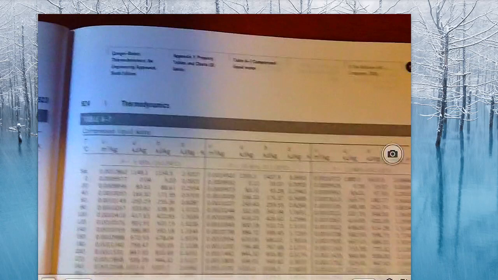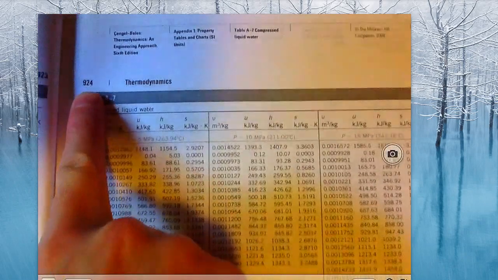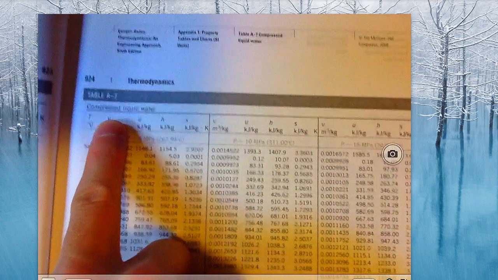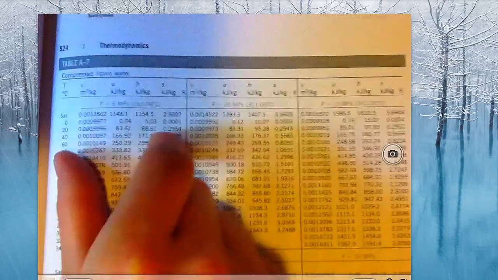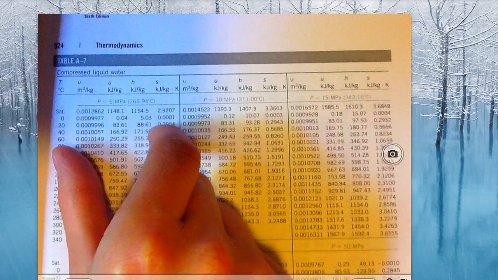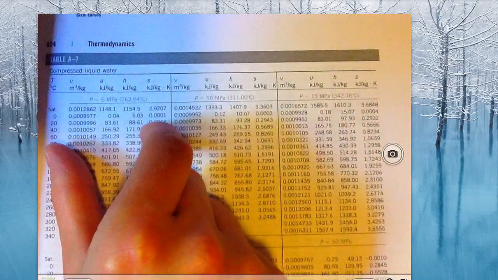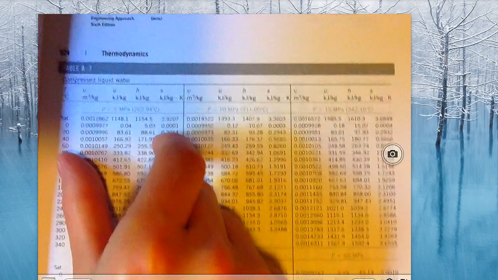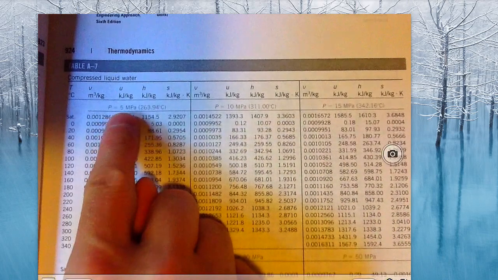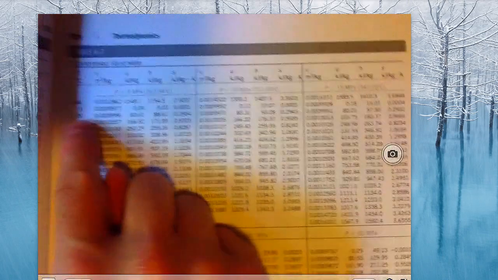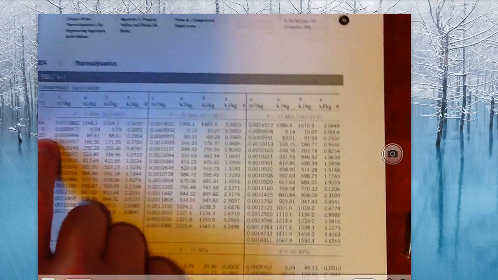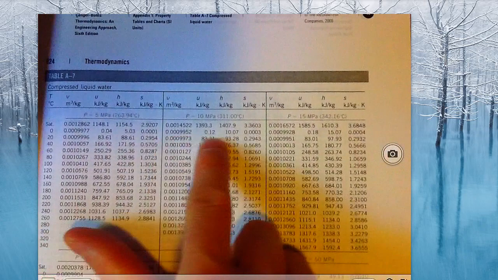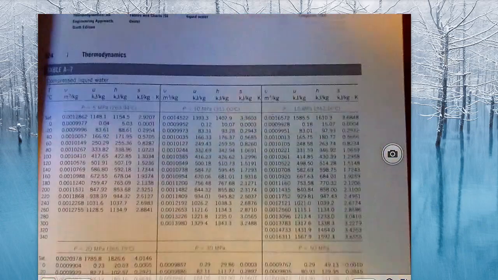Okay, so table A7, right? And page 924, the page numbers are lining up. Compressed liquid water, okay? And you'll notice that it's organized the exact same way that the superheated vapor tables are, because, again, we're not phase changing. So temperature and pressure are independent properties, right? So my water could exist at 5 megapascals at 20 degrees C, right? Or it could exist at 20 degrees C at 10 megapascals or 15 megapascals, okay?